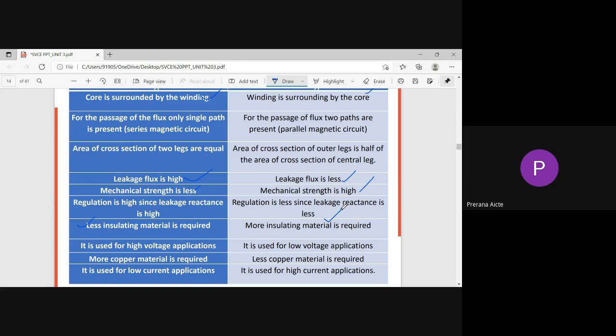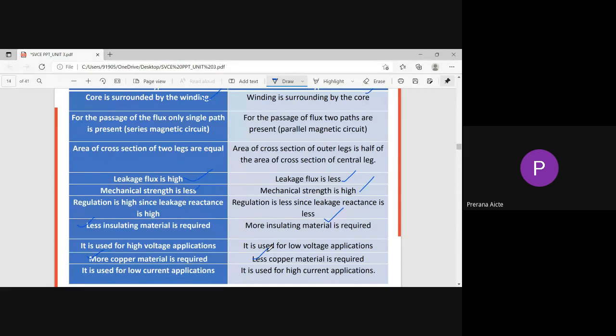In the case of a core type transformer, regarding copper winding, the amount of copper required is more. In the case of a shell type transformer, the amount of copper required is less. Why? Because in a core type transformer, first, nearer to the core, we place half of the LV winding. On that LV winding, half of the HV winding is placed. So it requires more copper winding in the case of a core type transformer.